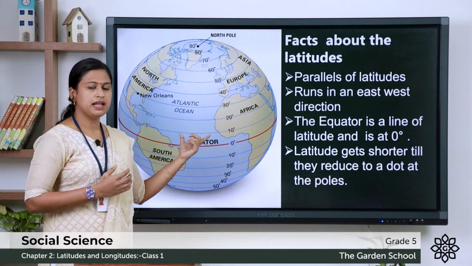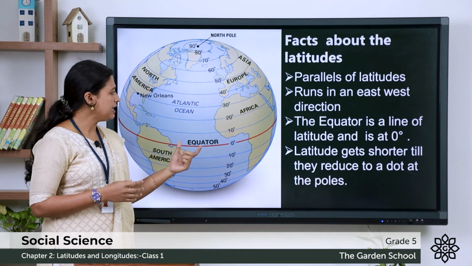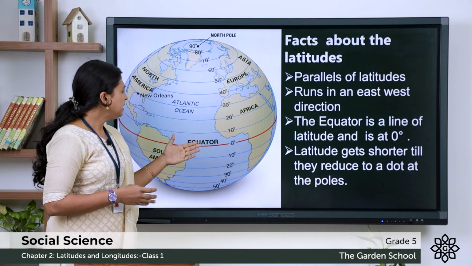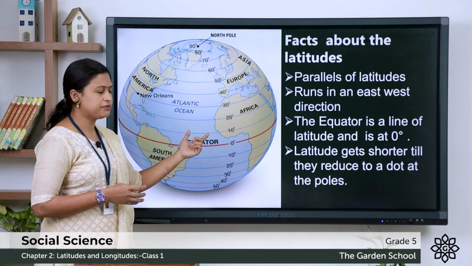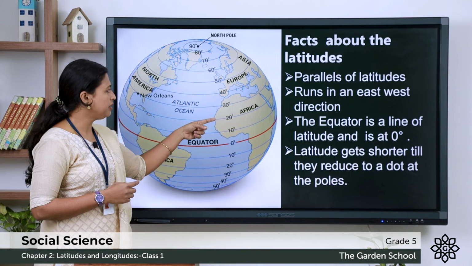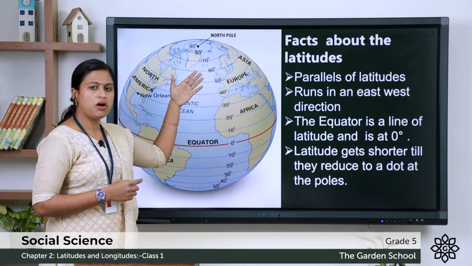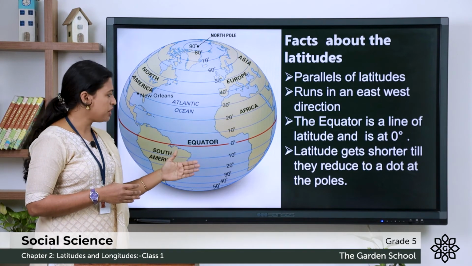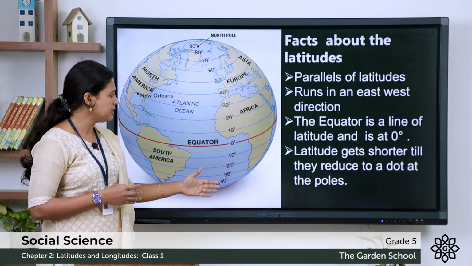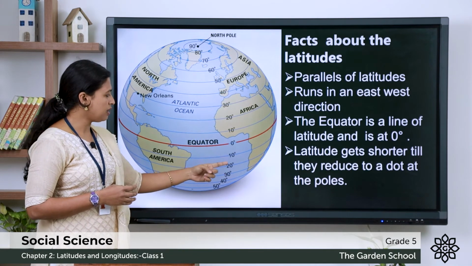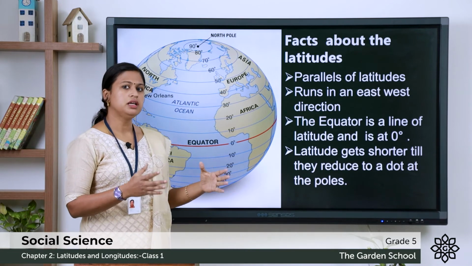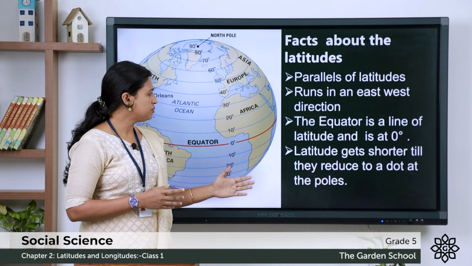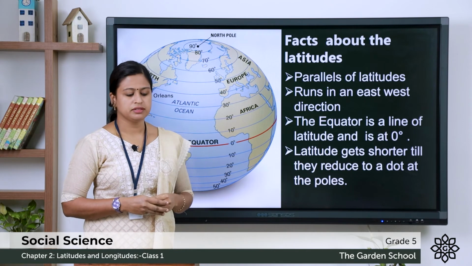The equator is the longest latitude on the Earth's surface and the size decreases as we move towards the North Pole. The latitudes are measured in the northern hemisphere as 10 degree north, 20 degree north, 30 degree north, and it goes on until 90 degree north, where it reaches the North Pole. In the same way we measure the latitudes in the southern hemisphere as 10 degrees south, 20 degrees south, 30 degrees south, and it goes till 90 degrees south, where it reaches the South Pole. So, these were the facts about the latitudes.